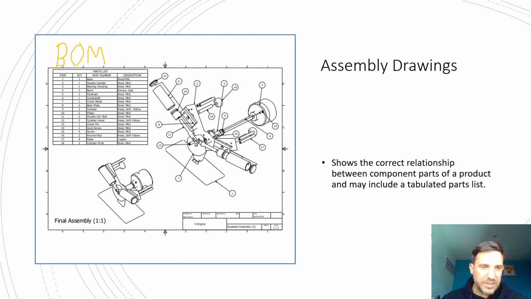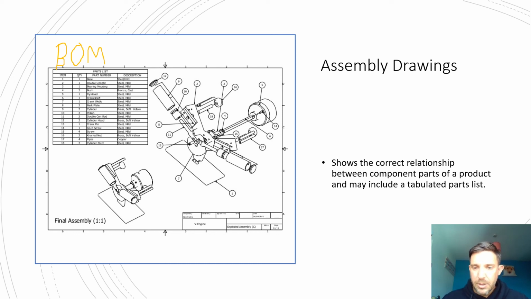BOM, which stands for a bill of materials, and this is a list with the quantities of all the different parts that are utilized to make the assembly. That can be really useful if you're assembling this. You can go through and check that you've got all the parts before you start.